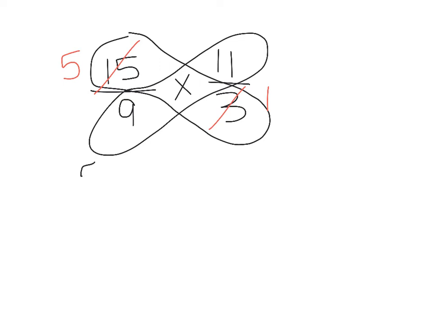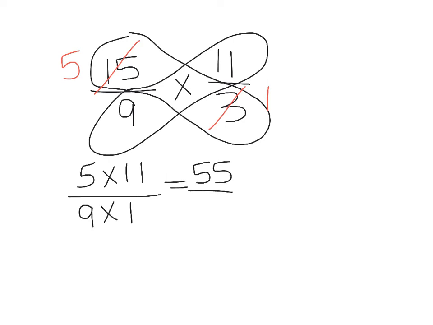We have 5 times 11 over 9 times 1. 5 times 11 is 55, and 9 times 1 is 9. So 55/9 is our answer.